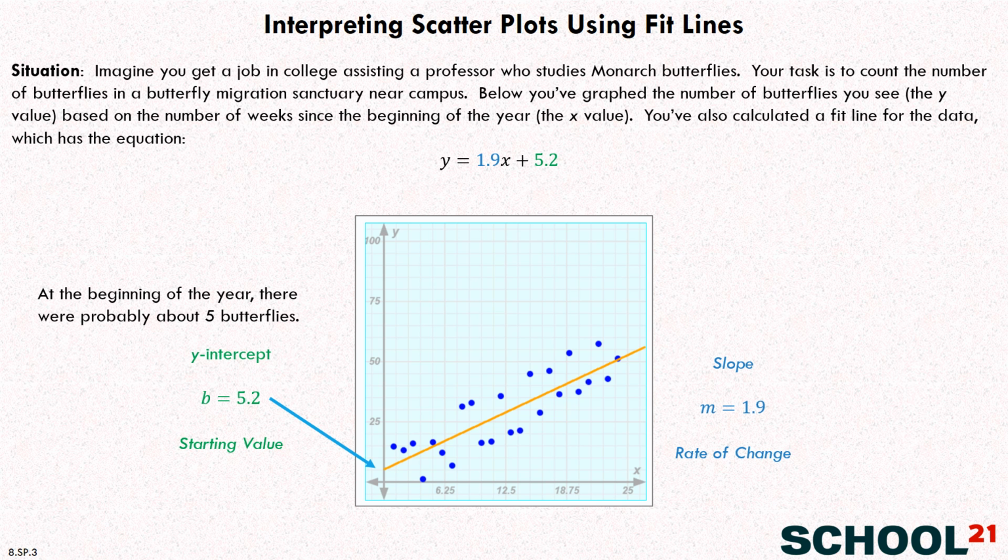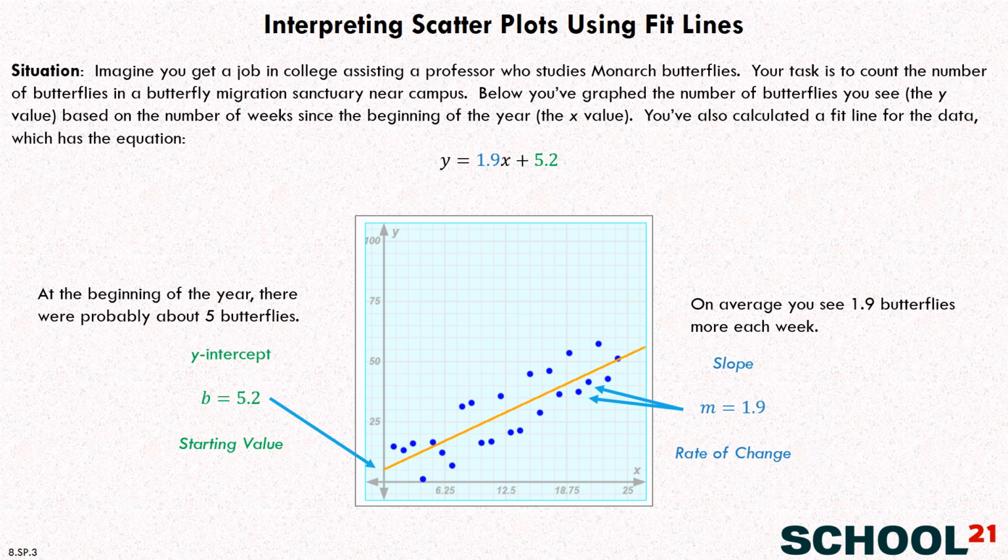So m here, the 1.9, that is the slope, but it's also the rate of change. So as x changes 1, y changes the amount of the slope, which is 1.9. So every time you go 1 week ahead, y tends to go up on average 1.9. So what does that mean? Well, it means that on average you see 1.9 butterflies more each week than you did the last week.